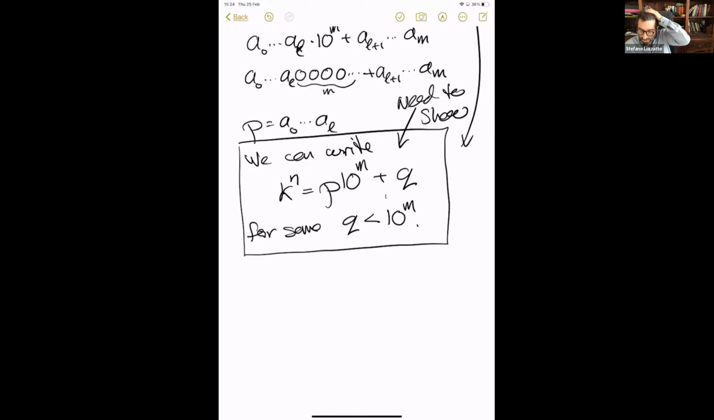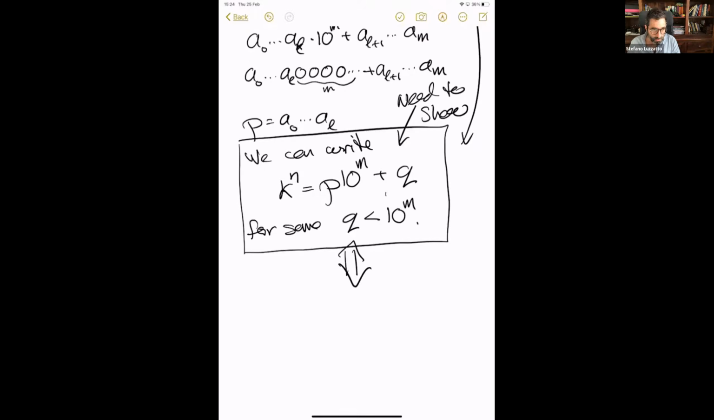This particular argument is not something that I think is easy to figure out on your own. So that's why I'm really giving you the steps. But notice that this is equivalent to saying that K to the N is greater than or equal to P times 10 to the M, and less than P plus 1 times 10 to the M.